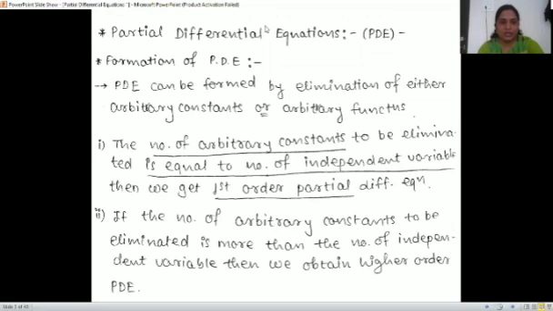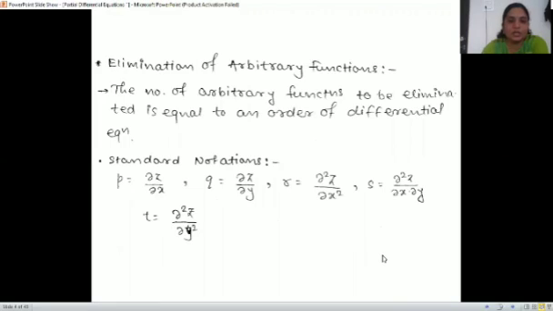Then how to form a partial differential equation? It can be formed by elimination of arbitrary constants or arbitrary functions. The number of arbitrary constants to be eliminated is equal to the number of independent variables. Then we get first order partial differential equations. We have to take that many derivatives so that we can get a partial differential equation, similar to what we did in ODE. If the number of arbitrary constants to be eliminated is more than the number of independent variables, then we obtain higher order PDE. Okay, remember this.